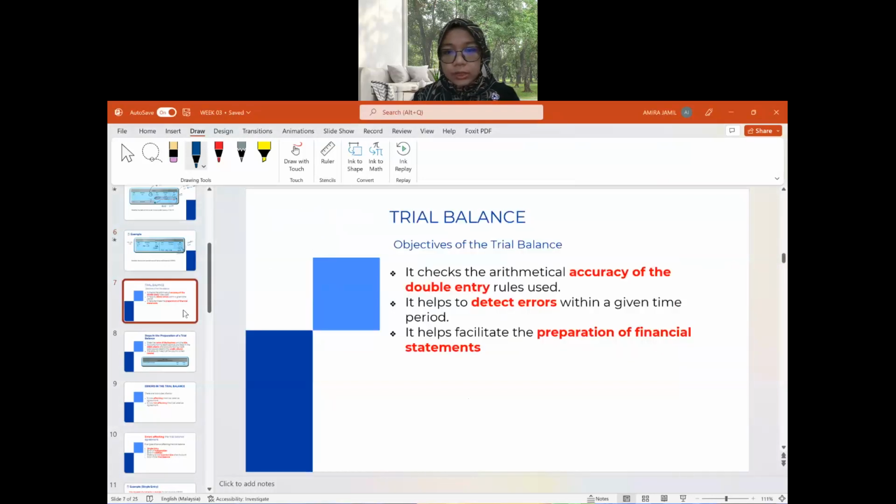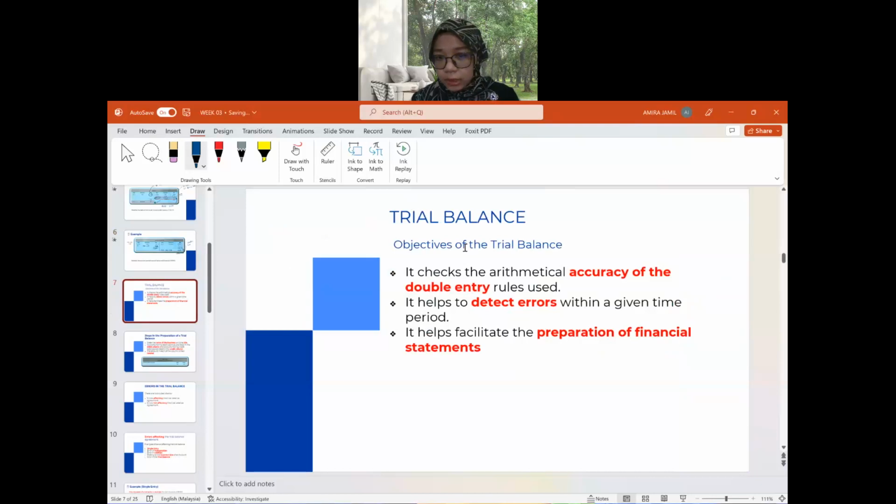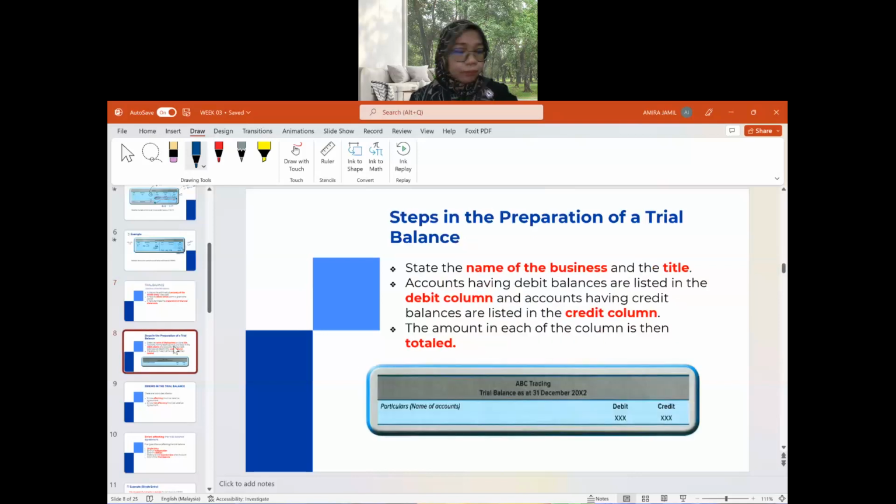After we balance off and close the account and get the figures for balance BD and balance CD, we transfer the balances to the trial balance to check the accuracy of the double entry, to detect any errors, and to help in the preparation of the financial statements later on.